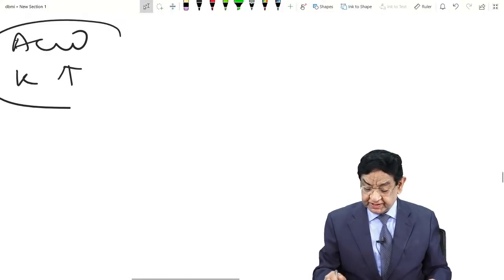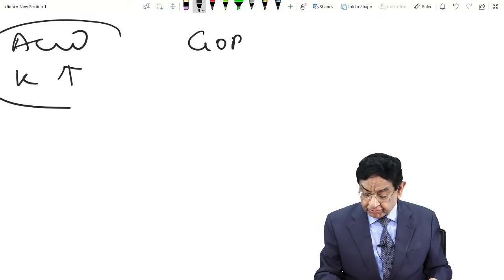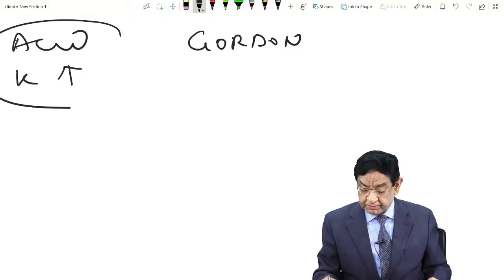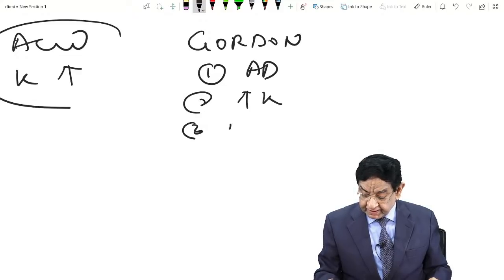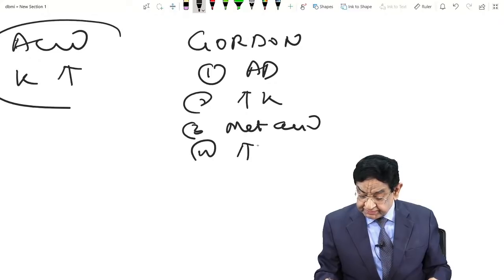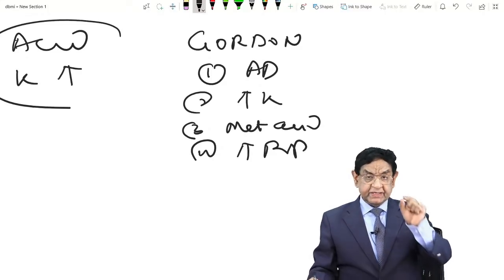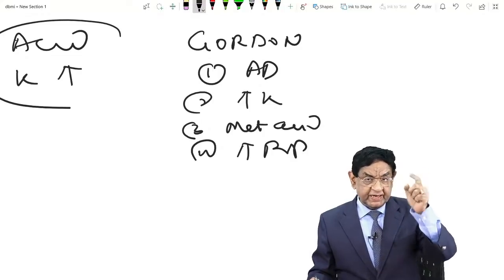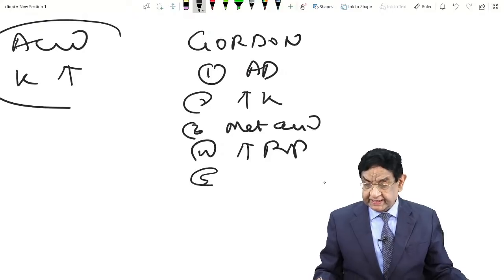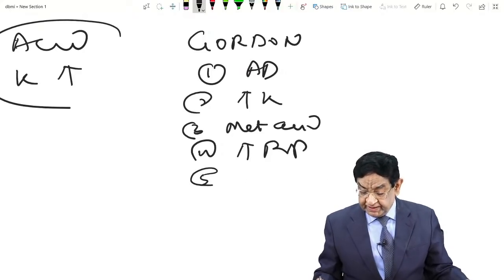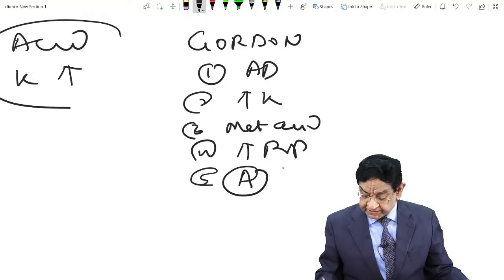So friends, write down Gordon syndrome. It is an autosomal dominant condition. Hyperkalemia, metabolic acidosis, and increased BP. Why? Increased sodium and water reabsorption, as in Liddle syndrome. BP will be high in this condition. There will be hyperkalemia, metabolic acidosis, and aldosterone level is reduced.